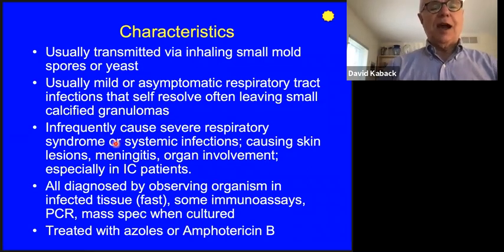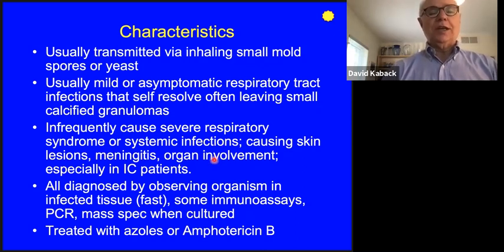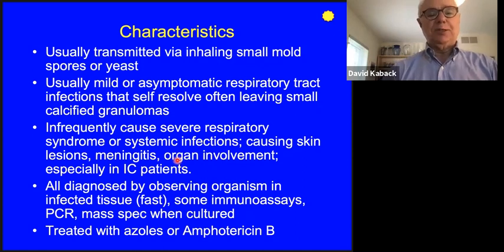However, if you're immunocompromised in some way, whether you're on steroids or corticosteroids that suppress your immune response, or you have some immune suppressive disease, in which case you can get a severe systemic infection causing skin lesions that arise, meningitis, organ involvement, and very often death. They can be very fatal in immunocompromised patients.